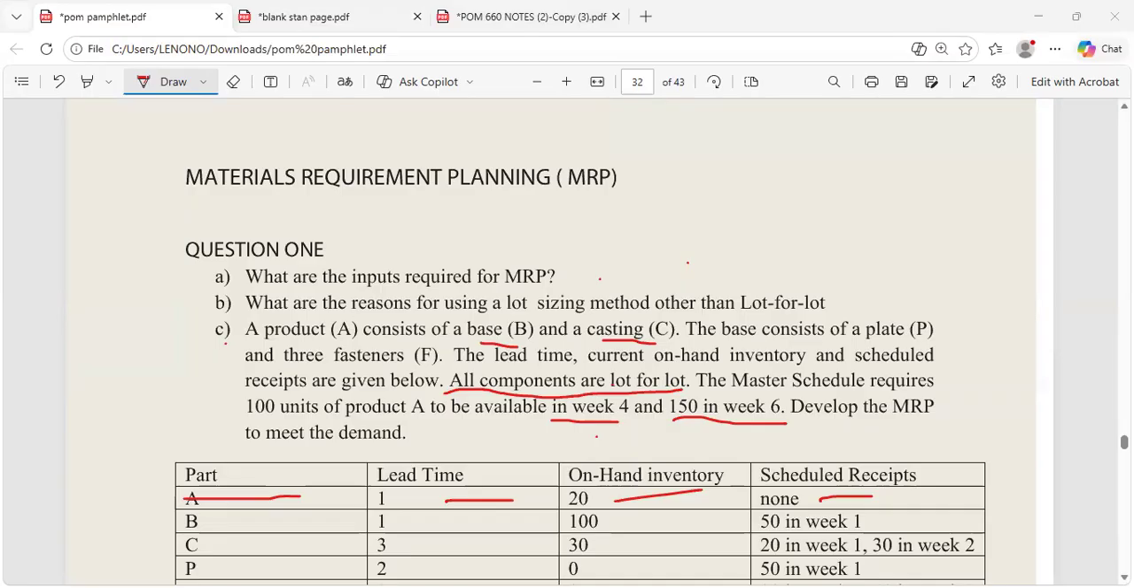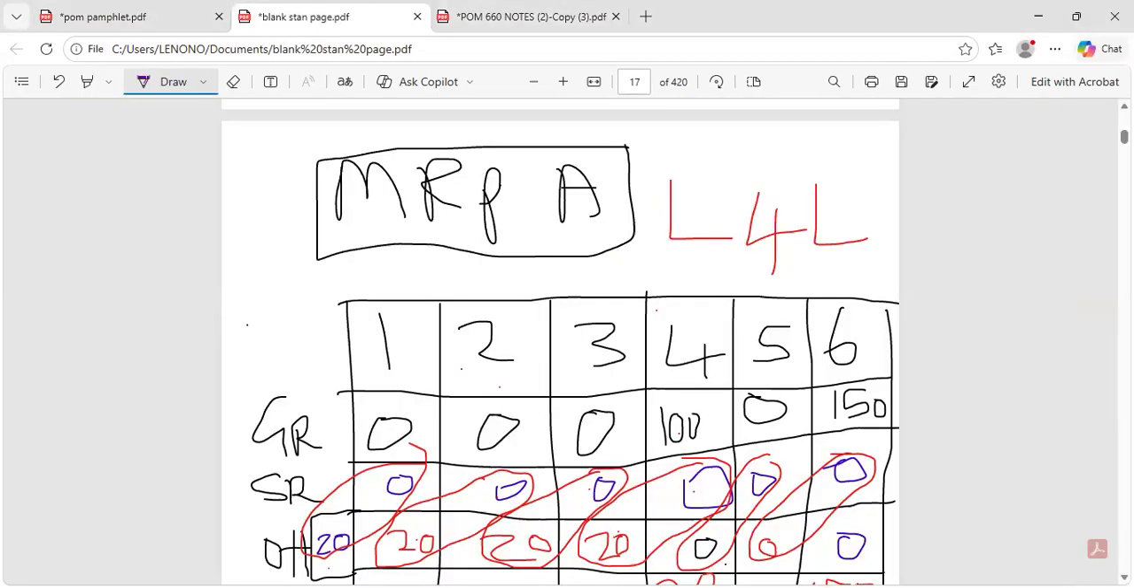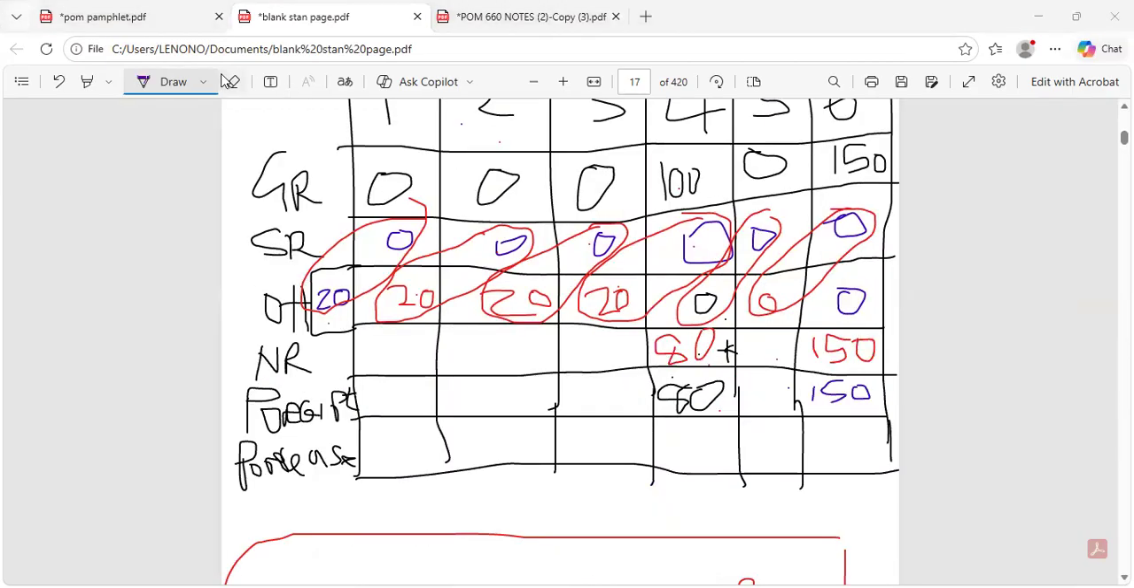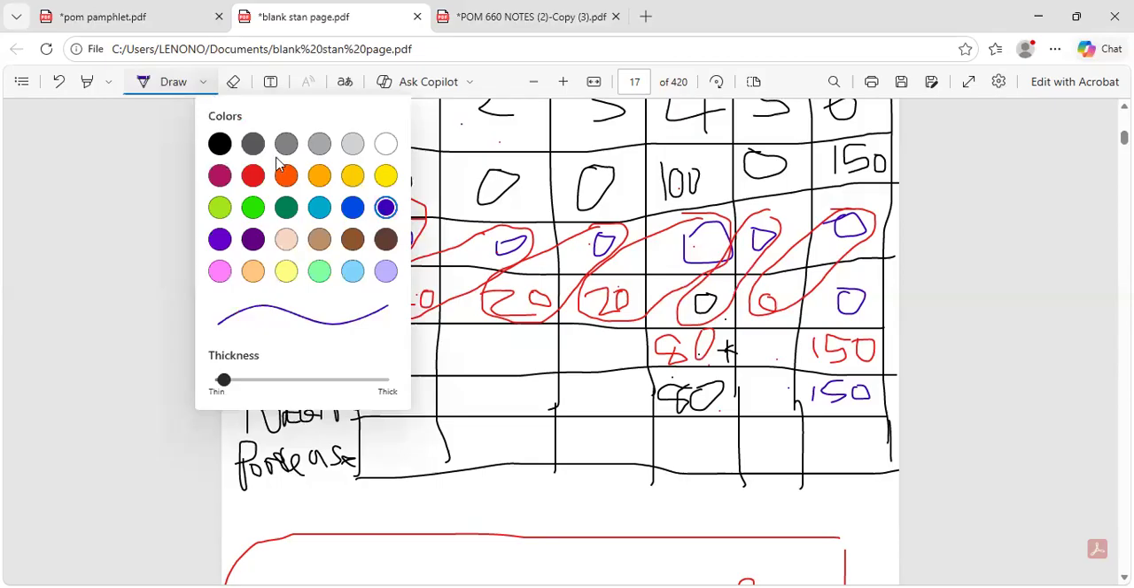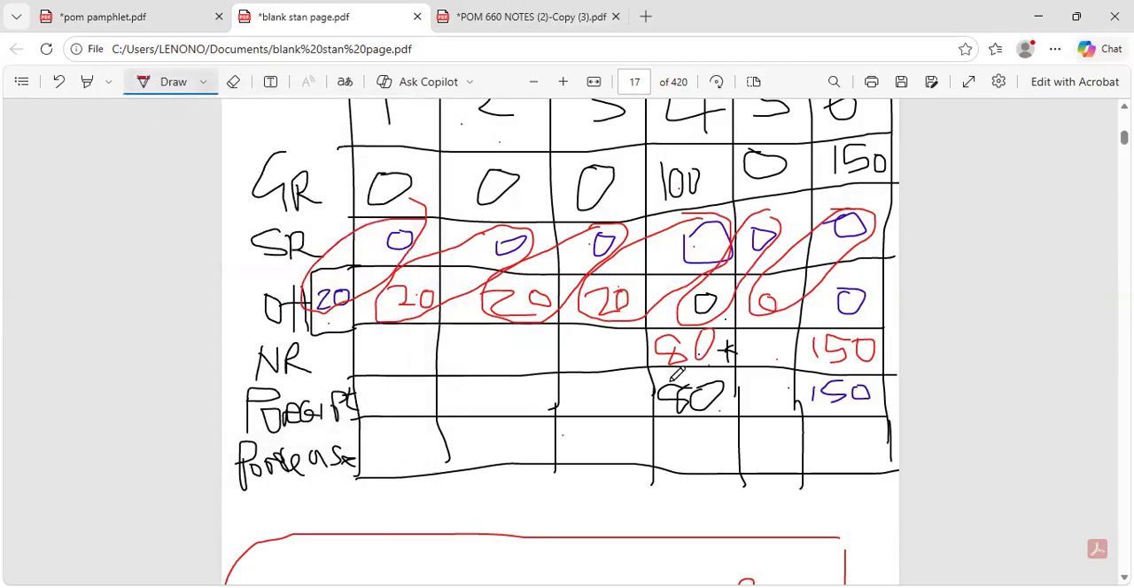So this would have been released 1 week before. Okay? So this one would have been released 1 week before. So this 8 would have been released, so take it back 1 week before. So it would have been released here. 8. Then this other 150 would have been released here.